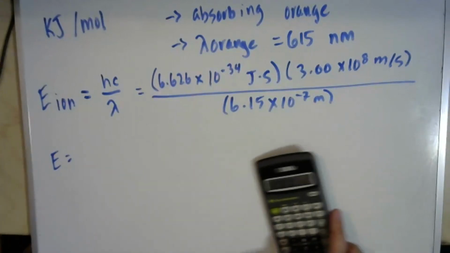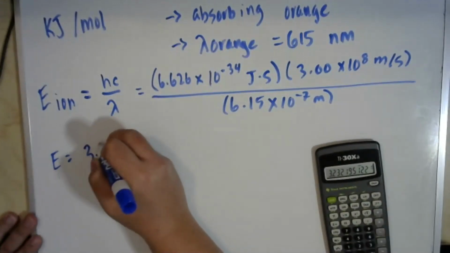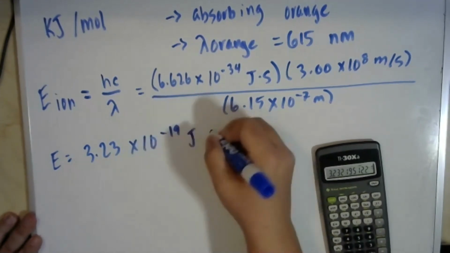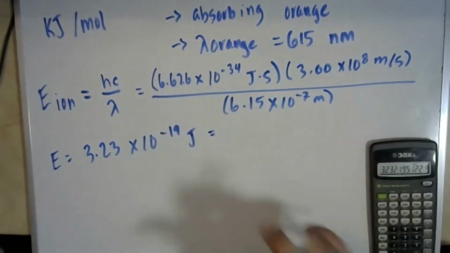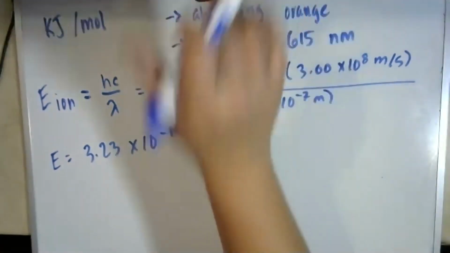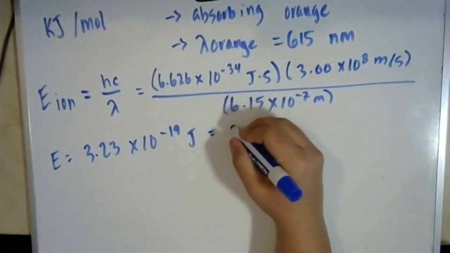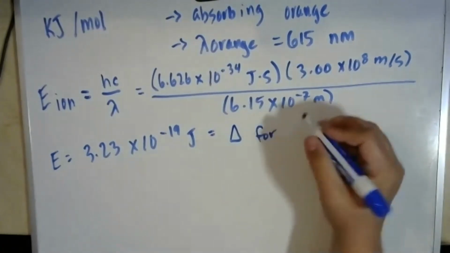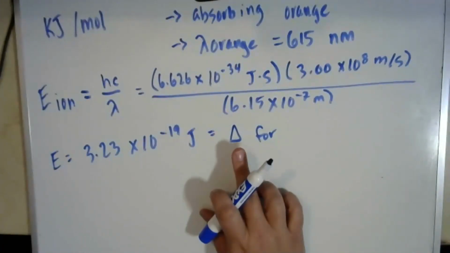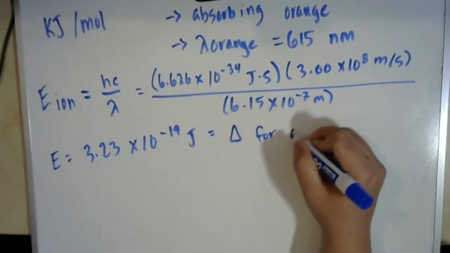All right, and we get 3.23 times 10 to the negative 19 joules. And that is going to be our crystal field splitting for one ion. And remember that little delta sign, that's what this chapter uses to note crystal field energy. That's the delta for one ion.